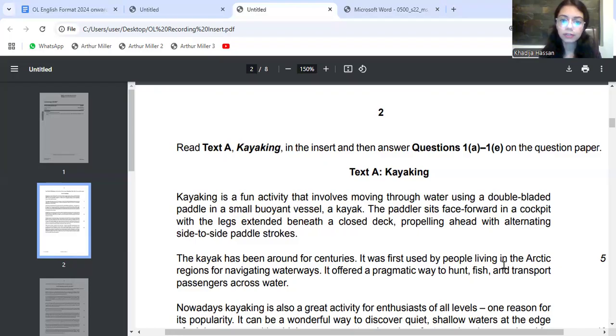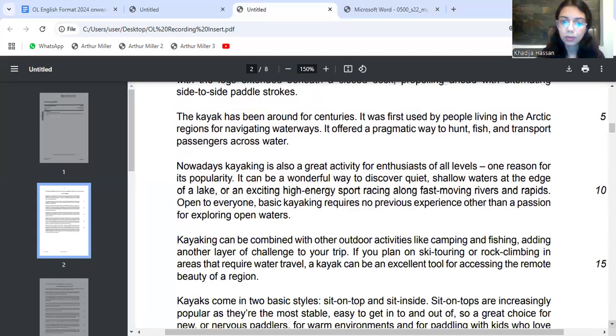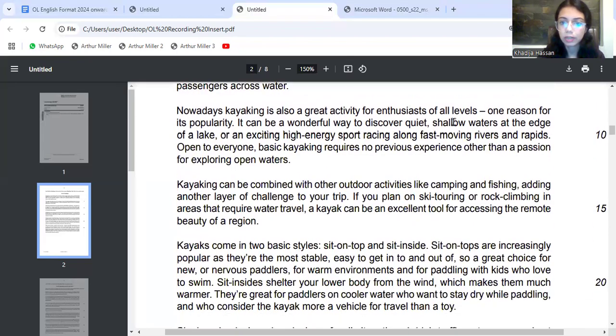So kayaking is a fun activity that involves moving through water using a double-bladed paddle in a small buoyant vessel, a kayak. The paddler sits face forward in a cockpit with the legs extended beneath a closed deck, propelling ahead with alternating side-to-side paddle strokes. The kayak has been around for centuries. It was first used by people living in the Arctic regions for navigating waterways. It offered a pragmatic way to hunt fish and transport passengers across water. Nowadays, kayaking is also a great activity for enthusiasts of all levels.